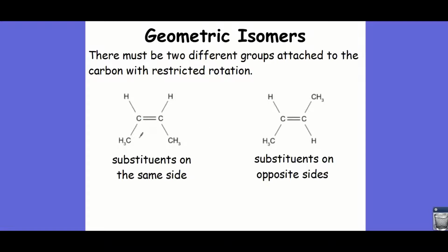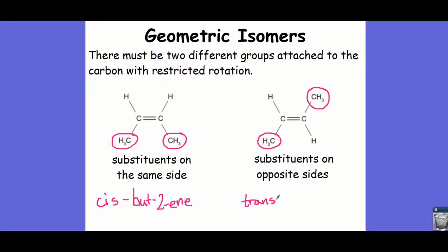Now, if you look at these compounds, they're butene. They're both butene because we have 1, 2, 3, 4 carbon atoms with the double bond on the second carbon atom. If we look at where the substituents are, you have one here and one here. They are both on the same side. So this would be cis-butene. If we look at our other isomer, we have a methyl group here and a methyl group here. They are on opposite sides of the double bond.